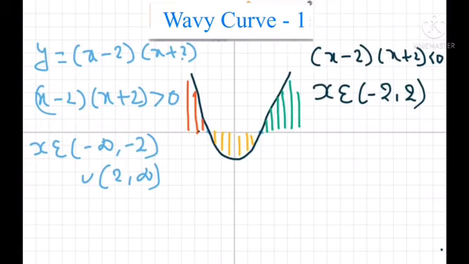What will happen at x equal to 2 exactly? y will be 0. At x equal to -2, y will be equal to 0. Now let's see why this happened.